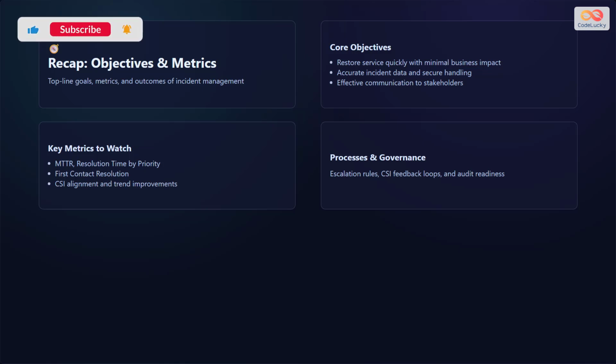Here's a summary of what we've covered. The core objectives are to restore service quickly, maintain accurate data with security, and communicate effectively with all stakeholders. The key metrics to watch include MTTR, resolution time by priority, first contact resolution rates, and customer satisfaction index alignment. Regular reviews and trend improvements through your customer satisfaction index ensure continuous improvement. Escalation rules and governance keep the process organized and effective.